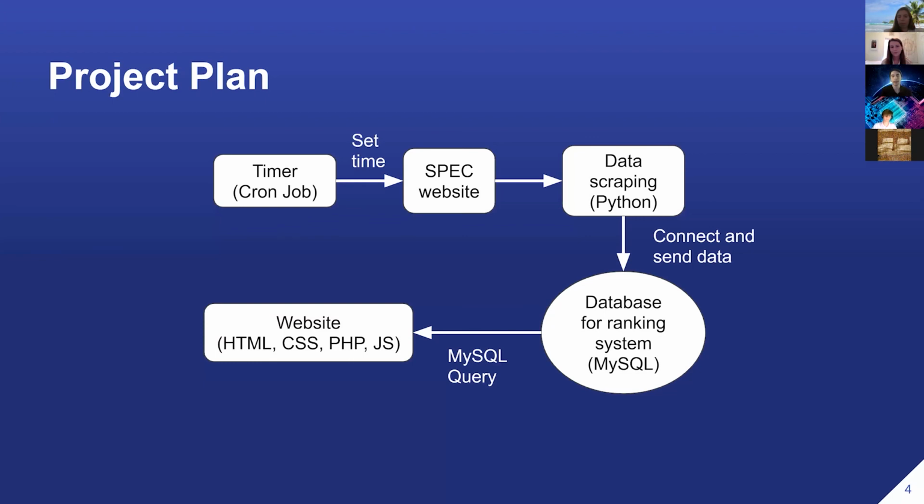So as Nolan said, our project is basically, to put it in simple terms, take data from spec.org and bring it onto a new and engaging website to rank supercomputers. As for how we actually do this, as you look on the screen, we start with a timer, or a cron job, that basically is a timer that will run periodically. This timer will trigger a program, our web scraper, to grab data from the spec website and bring it to the database. The web scraper will connect to the database and send data to the database, where queries will then be calling the data to our new engaging website.